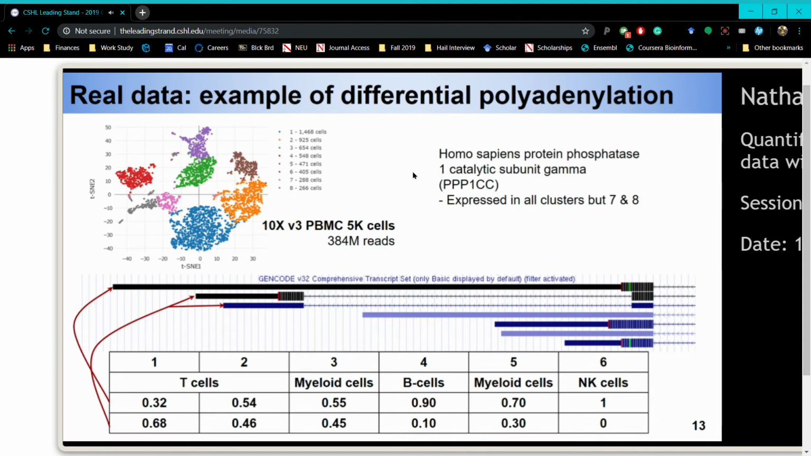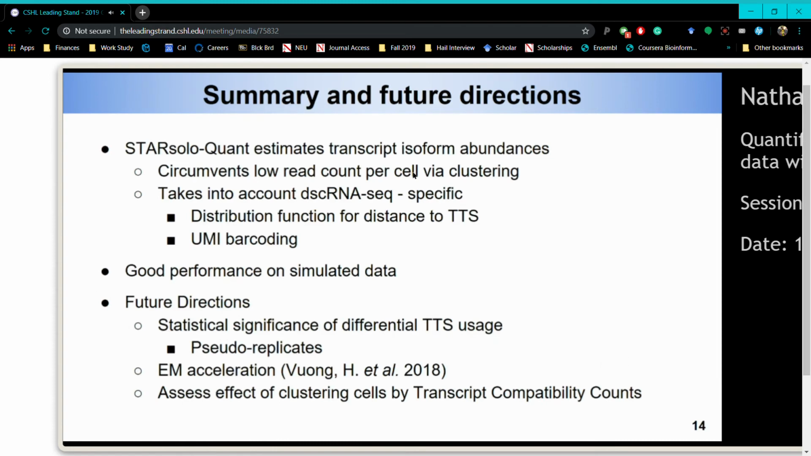So it was just an interesting example to see, and there's a lot more interesting examples that there wasn't time to show in this short presentation. So on that note, STARsolo-Quant does a good job at circumventing low read counts per individual cell and solves that via clustering. It takes into account the characteristics of droplet-based technologies, and it performs relatively well on simulated data sets.